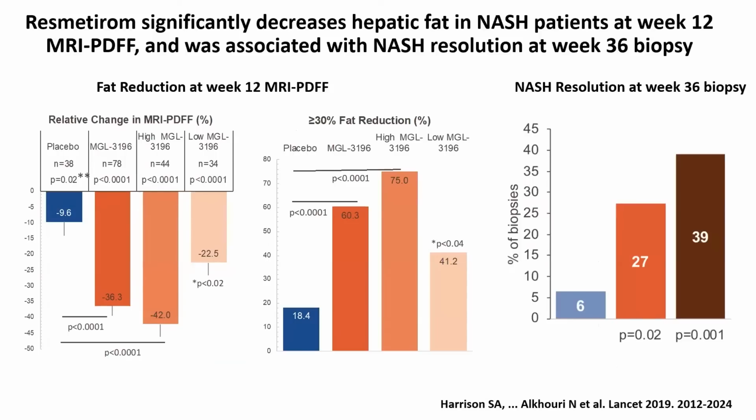So when you look at the high dose resmetirom, you can see that there was relative reduction in liver fat on MRI-PDFF by 42%. When we looked at the percentage of patients that achieved that 30% relative fat reduction from baseline, and remember, this is the threshold that predicts improvement in histology, 75% were able to achieve that threshold with the high dose resmetirom. And then when you look at liver biopsy data in patients that reduce their liver fat on MRI, 39% had NASH resolution. So we published this in the Lancet in 2019, and this was the basis for the phase 3 program.